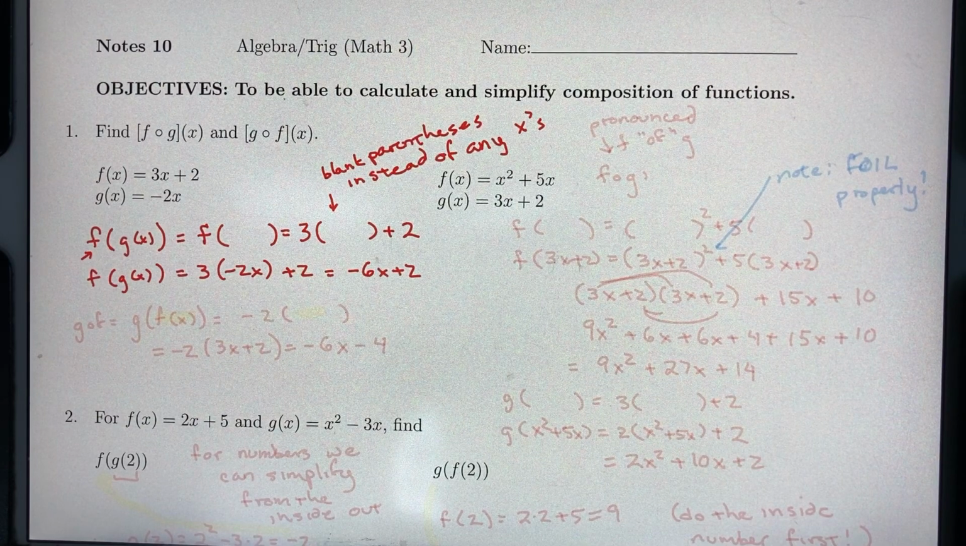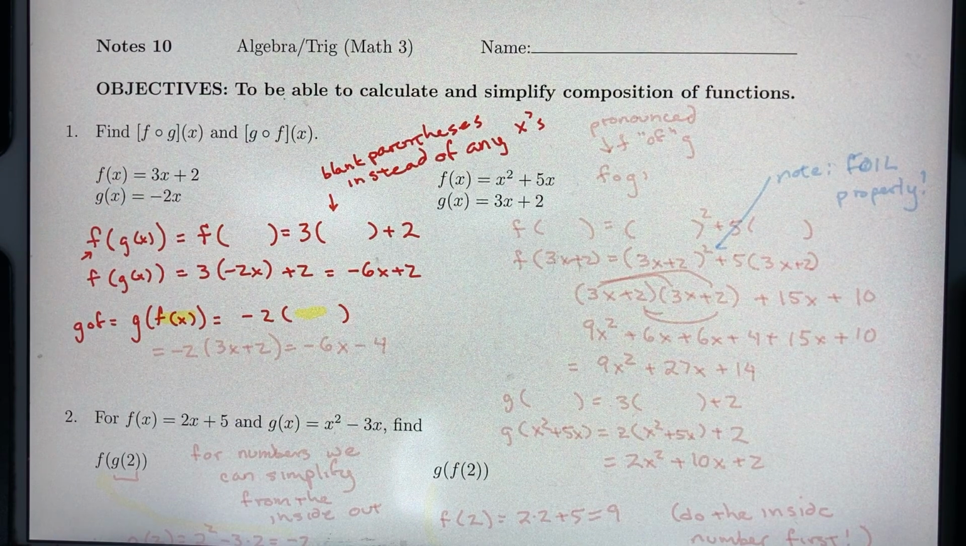g of f is the same thing, but setting up a template for g. Now, g of thing is negative 2 thing, and that's it, right? g of x is negative 2x. g of f of x is going to take it, and in the next line, I'll stuff in what f of x is instead.